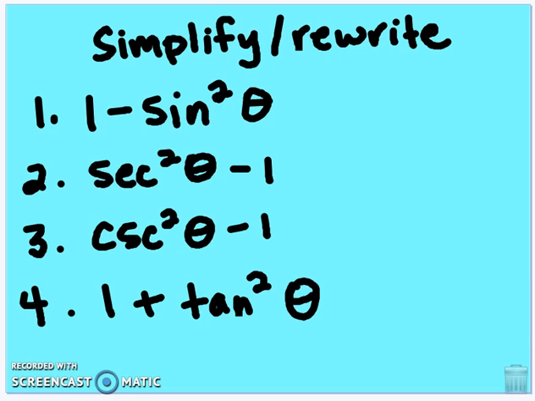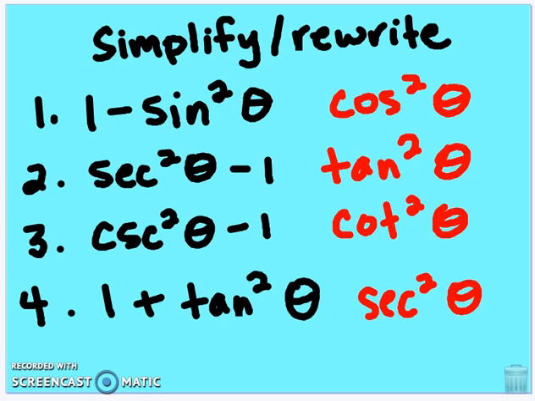All right, so I want you to take a moment and simplify, rewrite these simple expressions. I'll pause for a moment. All right, so for these you should get cosine squared theta for number 1, and we're just using the identities here. Tangent squared theta is equal to number 2. Cotangent squared theta is equal to the third one, and the fourth one is secant squared theta.